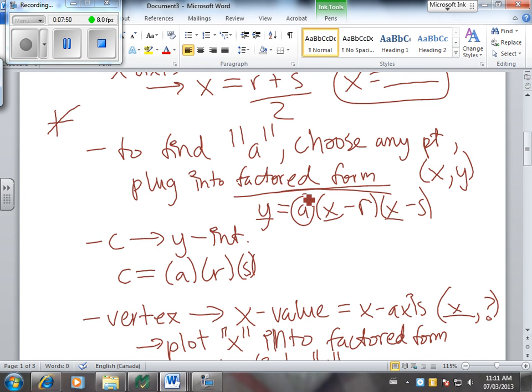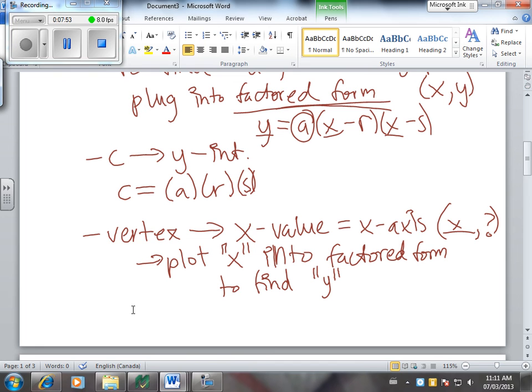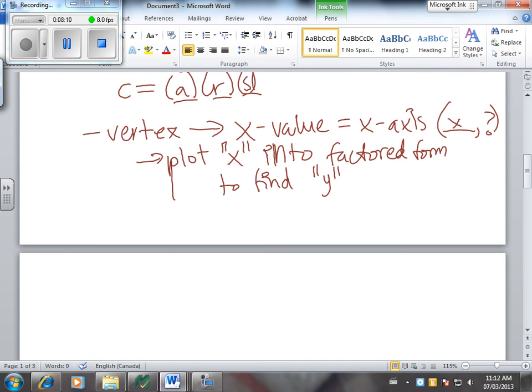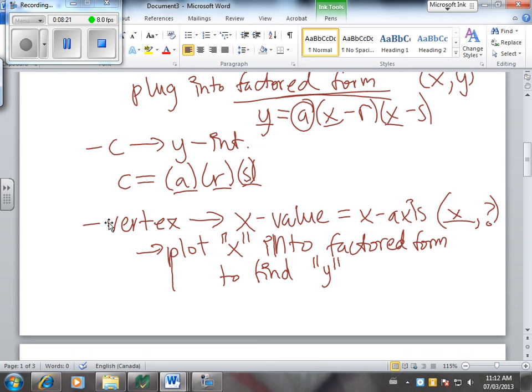To get your y-intercept, if you have a graph, you can look at the graph, or you can take your a times r times s, and that will give you your y-intercept. And your vertex's x value will always be the same as your axis of symmetry. Then you plug the x into the factored form to find y. Since you'll know a, you put your axis of symmetry x into there and then solve for y.